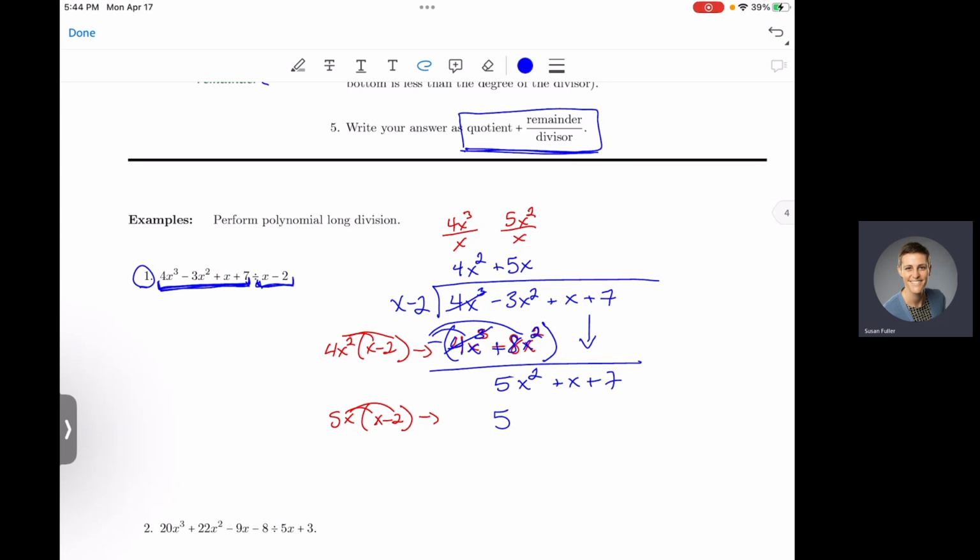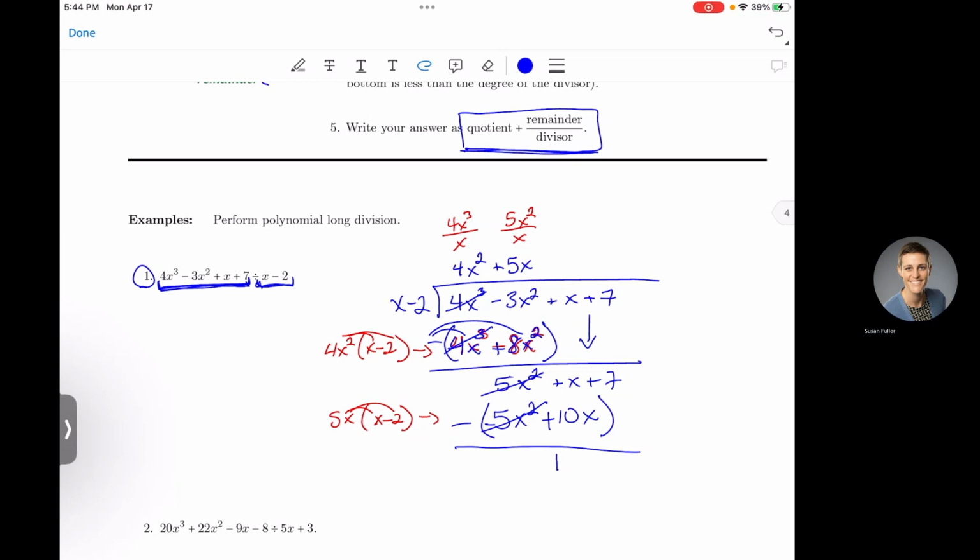So 5x times x minus 2 becomes 5x squared minus 10x. And now we're going to subtract that whole thing. So we're going to take 5x squared minus 5x squared. That disappears. x minus a negative 10x becomes x plus 10x. Overall, that becomes 11x. And we're going to bring this down because technically I'm subtracting 0 from 7. And I get 11x plus 7.